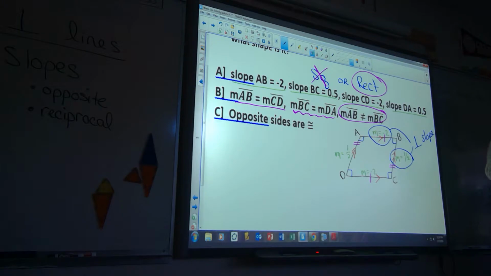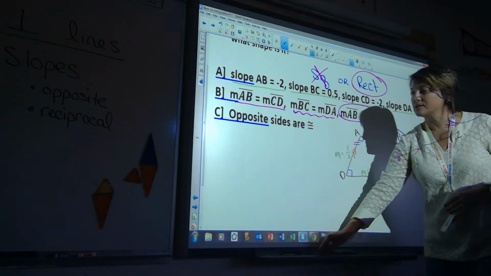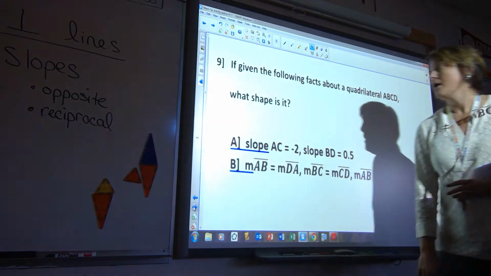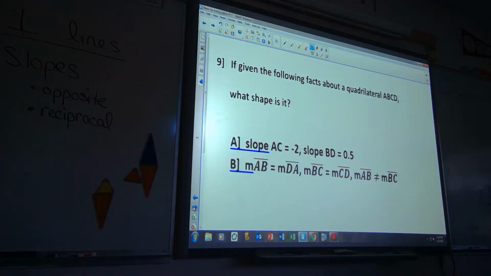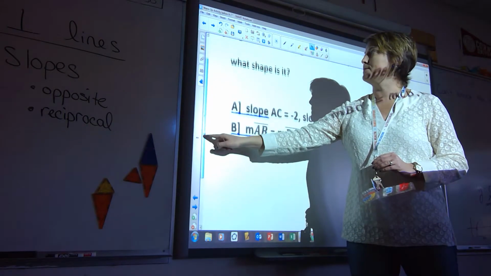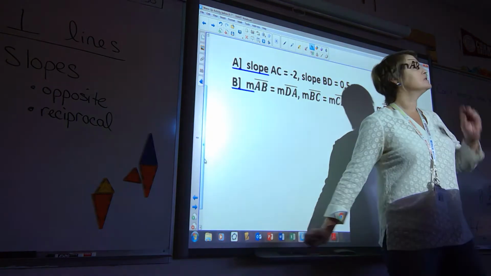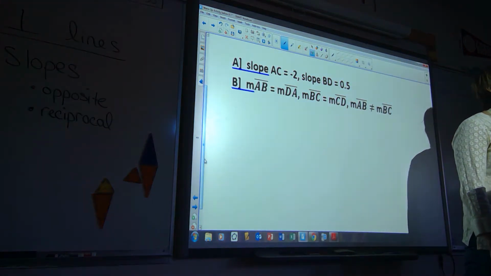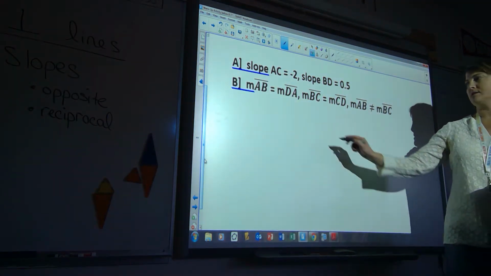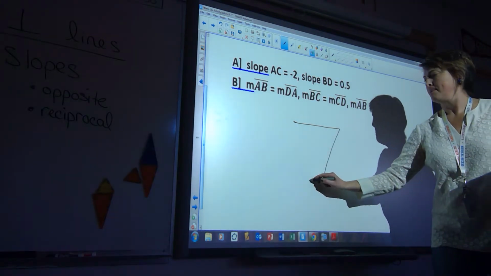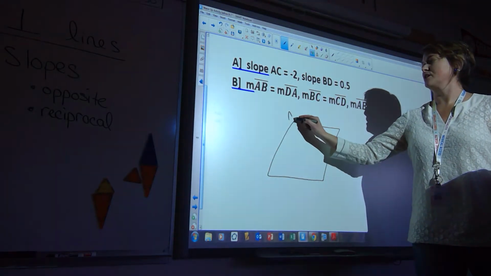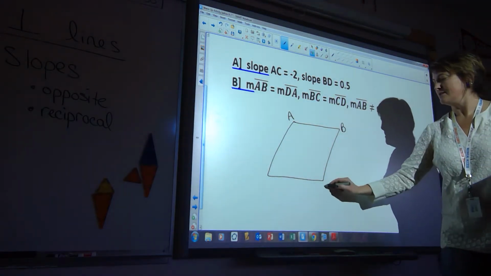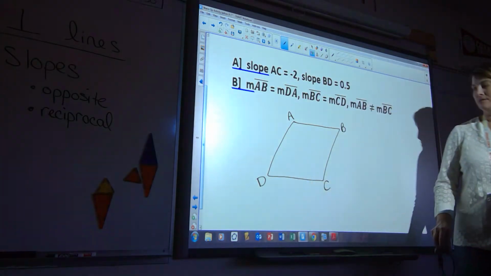All of this information is something that you're going to end up having. This is like a proof. We just didn't do it in a two-column way. It's like an algebraic proof. Okay, so let's try the next one. Given the following facts about this shape, what shape could it be? Do yourself a favor. Draw a picture. You saw how helpful that was. Just a generic picture and label it A, B, C, and D.